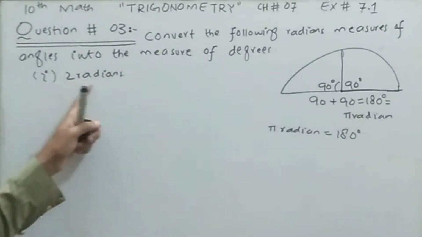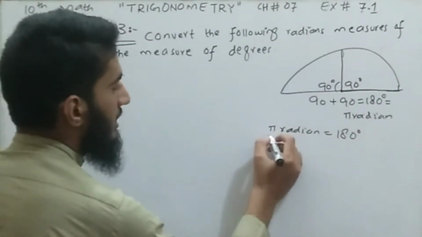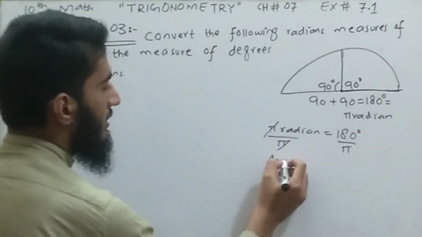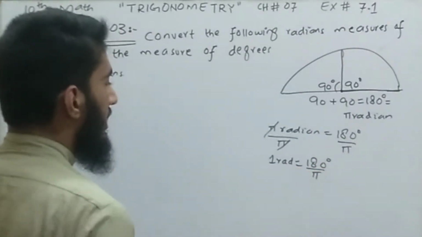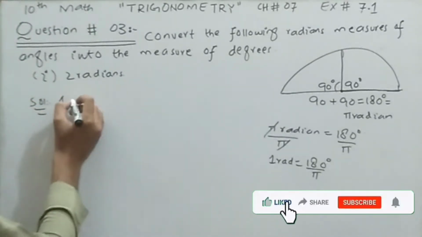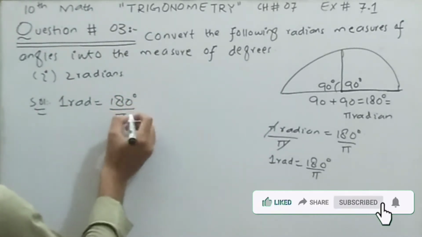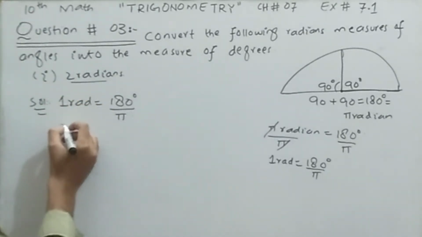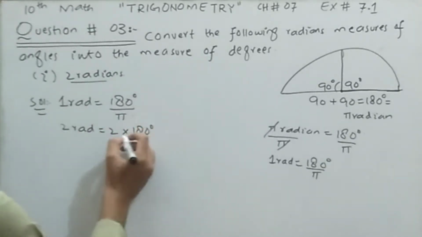In the given question we have 2 radian, and we will convert it into degrees. From here we will divide both sides by pi. On this side pi cancels out with pi, and we are left with 1 radian equal to 180 degrees divided by pi. Now in the given question we have 2 radian, so multiply both sides by 2. We are left with 2 radian equal to 2 multiplied by 180 degrees divided by pi.